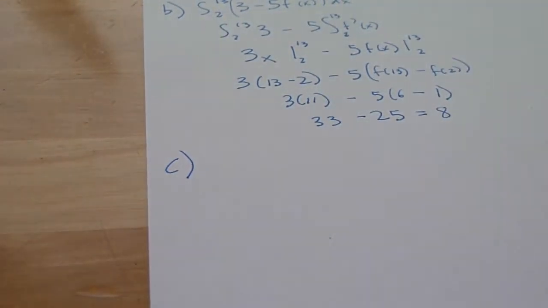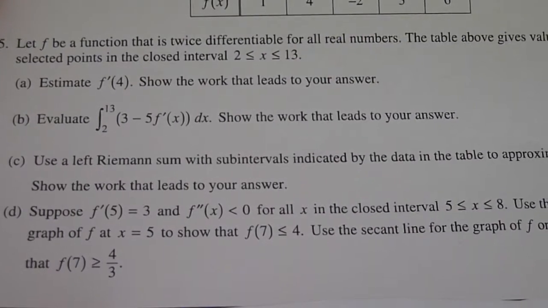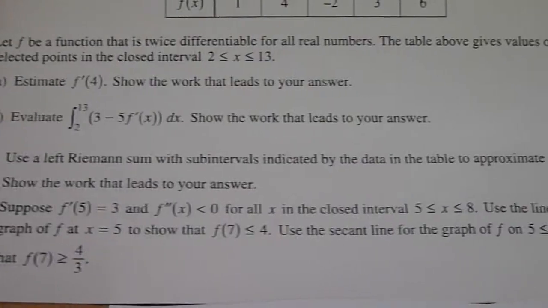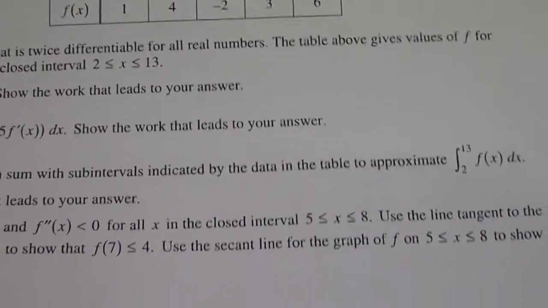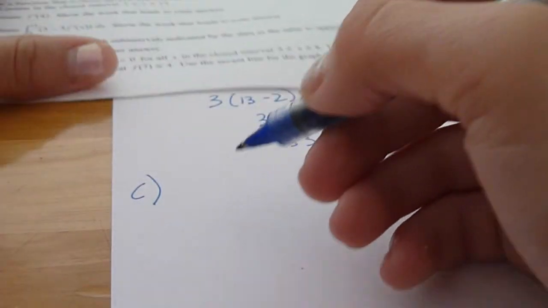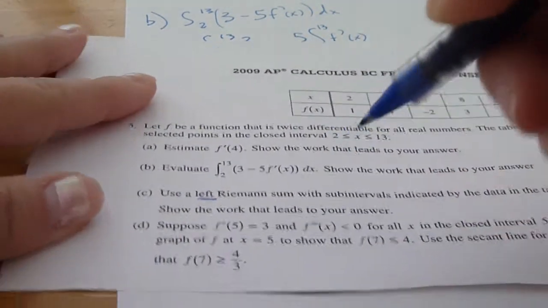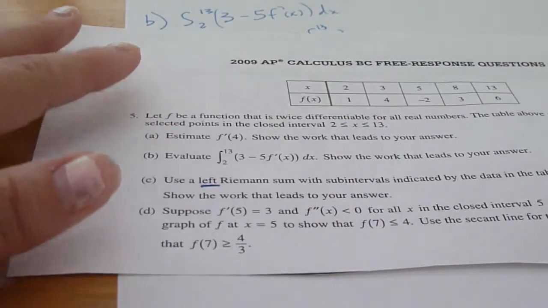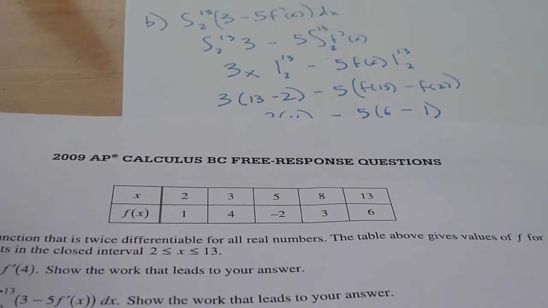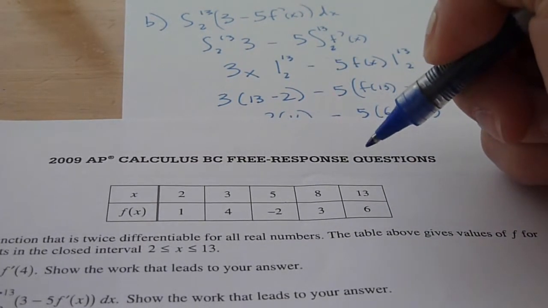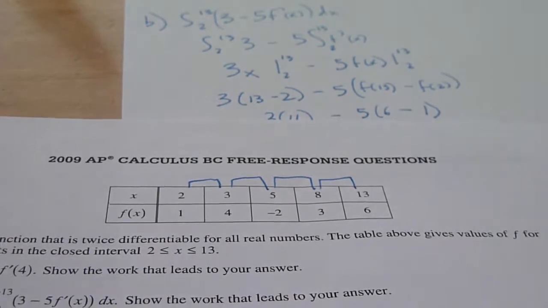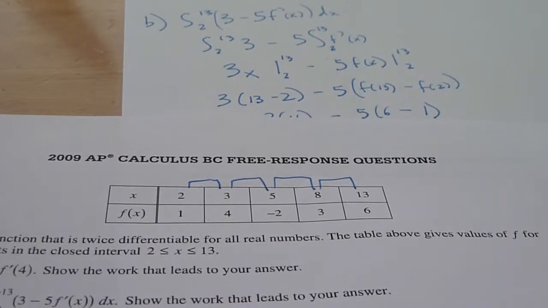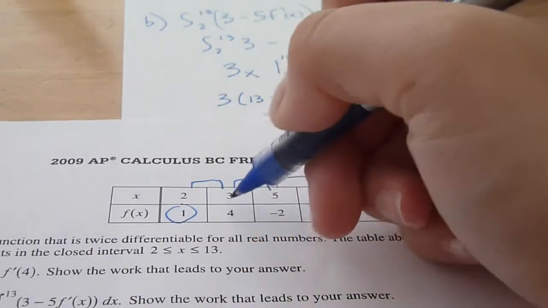And part C is when it's going to ask for a rectangular approximation. It says use a left Riemann sum with subintervals indicated in the data to approximate the integral from 2 to 13 of f of x. And then show our work, of course. So it says a left Riemann sum. That's very important. So what we're going to do at that point is use the subintervals indicated by the data. Those are our 4 subintervals. And it says that it wants us to use a left one, so we're going to start by selecting one to the left.